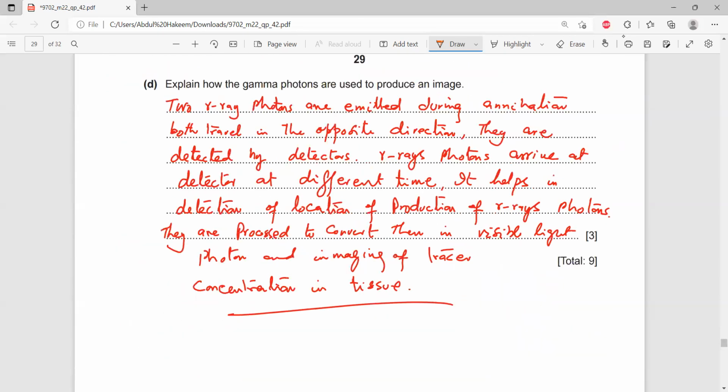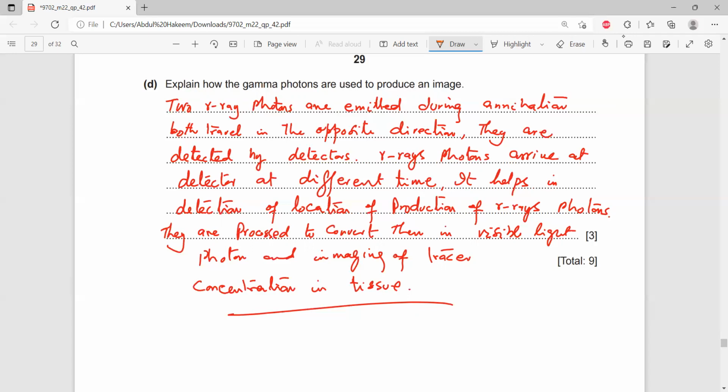Next, explain how the gamma photons are used to produce an image. Two gamma ray photons are emitted during the annihilation process. Both travel in opposite directions, carrying the same momentum, but the total momentum remains the same, remains 0. They are detected by the detector.